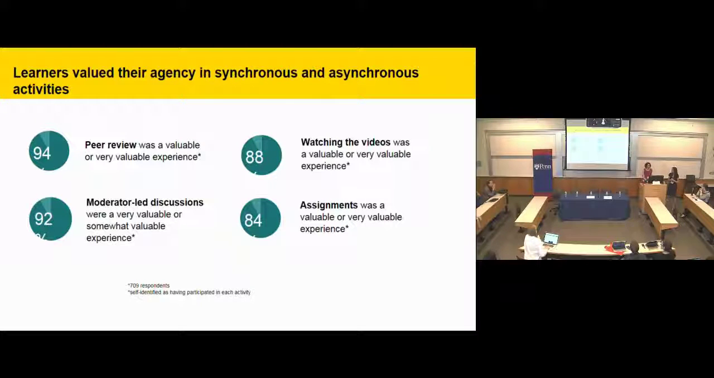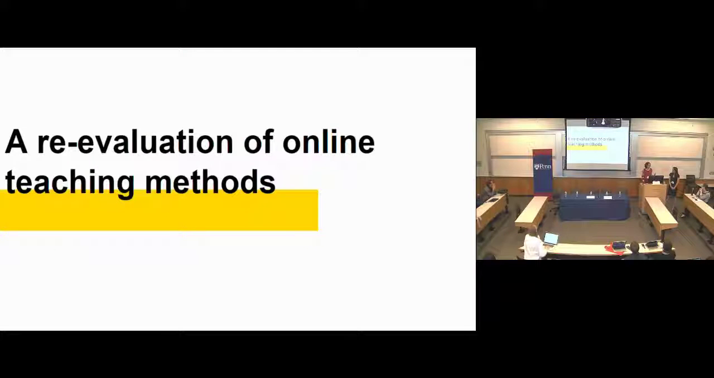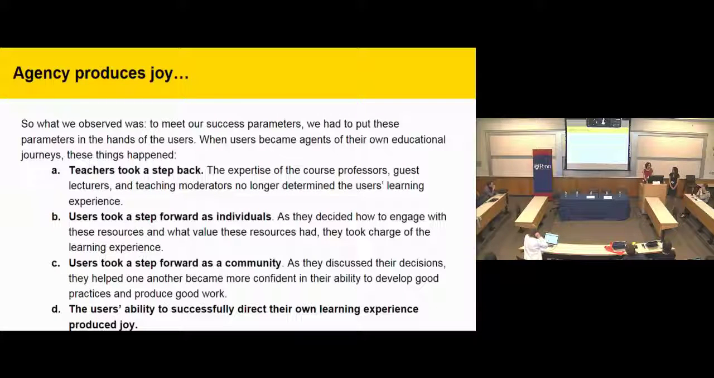Yeah. So this led us to what we've been leading to, which is a reevaluation of our online teaching methods, and a more formalized structural analysis of that for next steps. So again, what we learned is that in order to meet our success parameters, our original plans to create a successful creative writing workshop in MOOC format and to promote international community, we had to take a step back as teachers, as course providers and as experts.